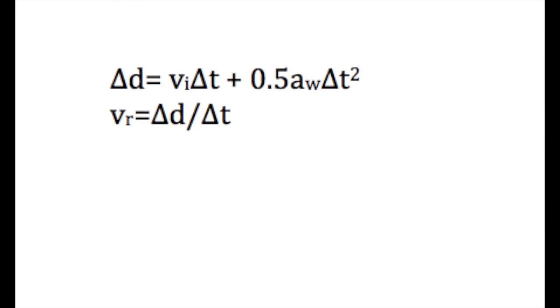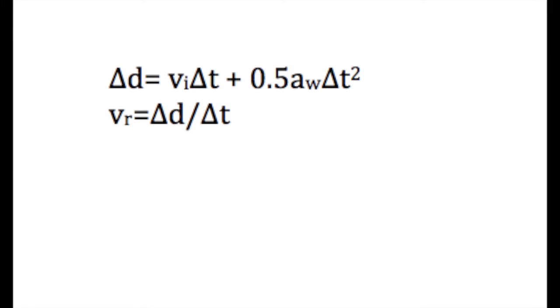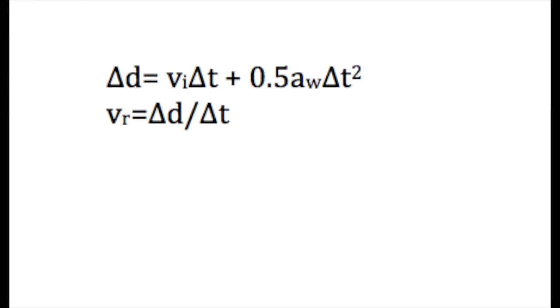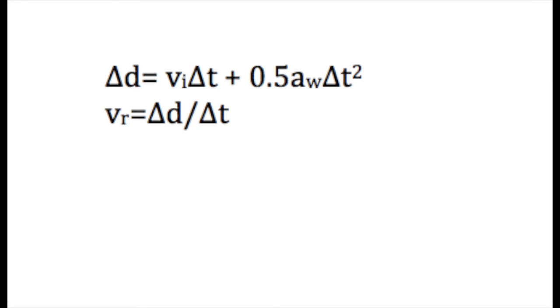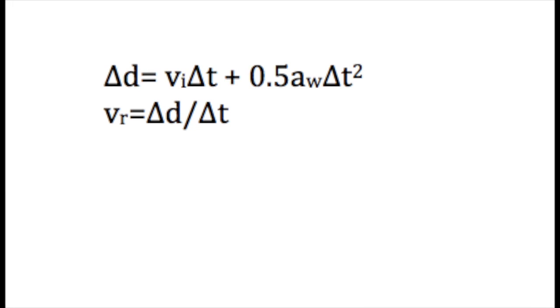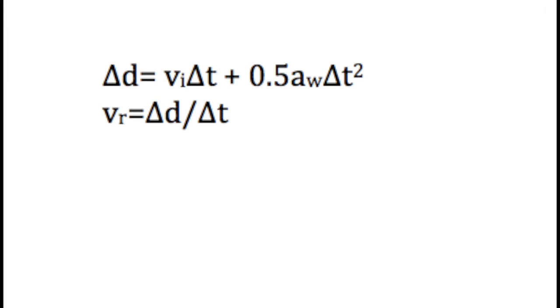The first will be for Wile Coyote, and will be delta d is equal to initial velocity times delta t plus 0.5 times his acceleration times delta t squared. The second equation will be for the Roadrunner, and will be velocity is equal to displacement over time. We can use this simpler equation for the Roadrunner because he is not accelerating and his velocity will remain constant.